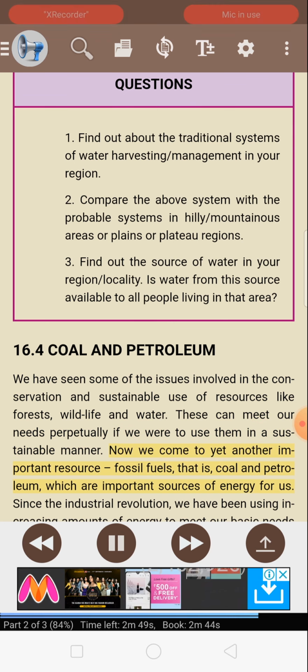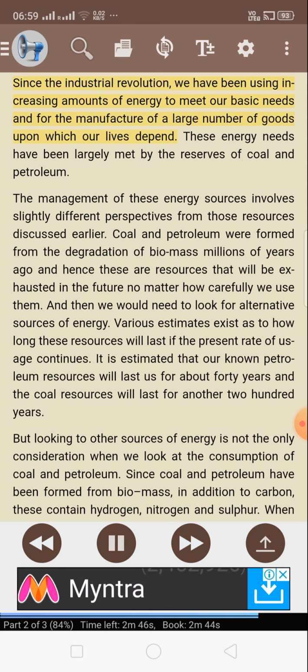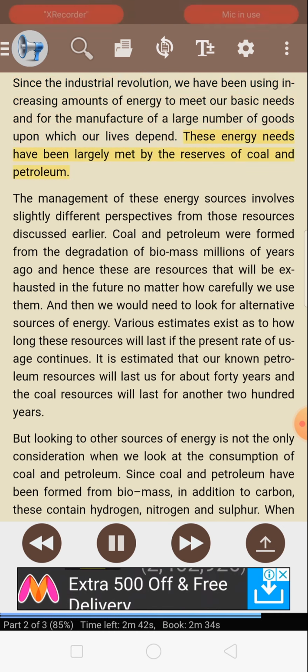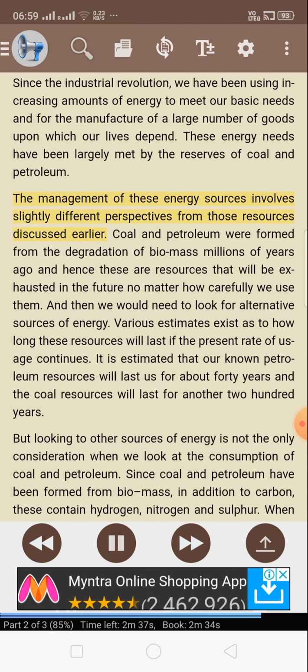Since the Industrial Revolution, we have been using increasing amounts of energy to meet our basic needs and for the manufacture of a large number of goods upon which our lives depend. These energy needs have been largely met by the reserves of coal and petroleum. The management of these energy sources involves slightly different perspectives from those resources discussed earlier. Coal and petroleum were formed from the degradation of biomass millions of years ago, and hence these are resources that will be exhausted in the future no matter how carefully we use them.